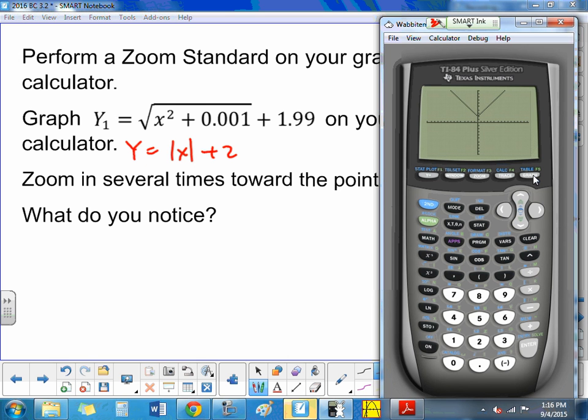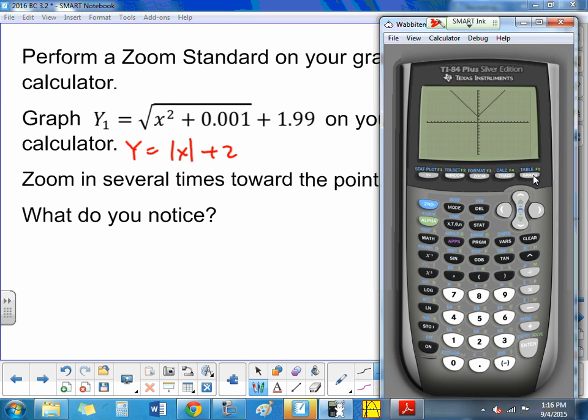The reason is the square root of x squared is absolute value of x. When you simplify the square root of x squared, you're supposed to put absolute value of x. And then here's your plus 2. So I've got this function. It looks very, very similar graphically.